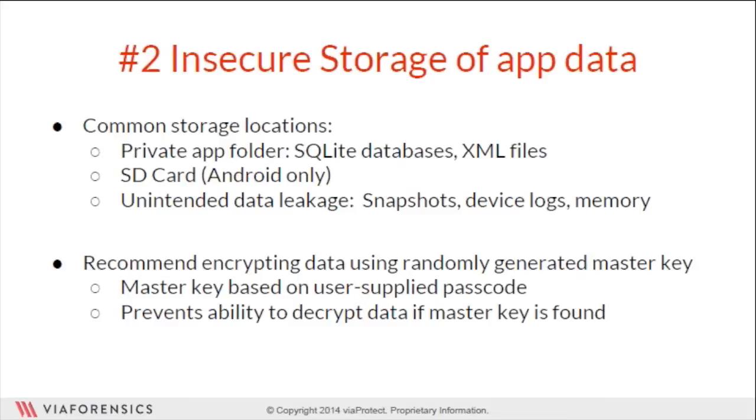To prevent access to this data, it's always recommended to avoid storing or caching in easy-to-access locations, such as an SD card, for example. On Android, an SD card is a location that all apps have access to, even potential malicious apps, so that would not be a secure location to store important information. If storage is needed, we recommend encrypting this data using a randomly generated master key, which is based on the user's passcode. So this will prevent data from being easily recovered should an attacker extract that master key from the device.